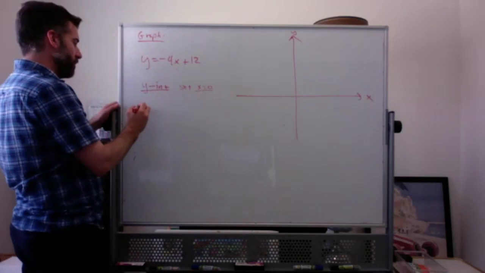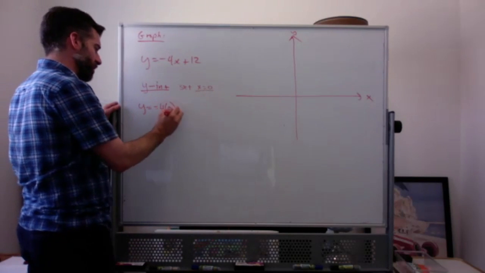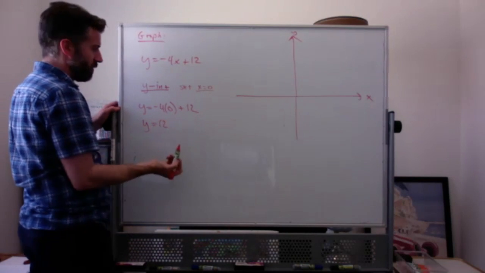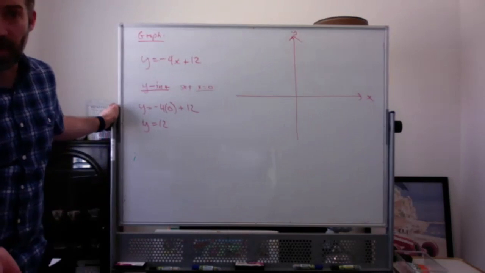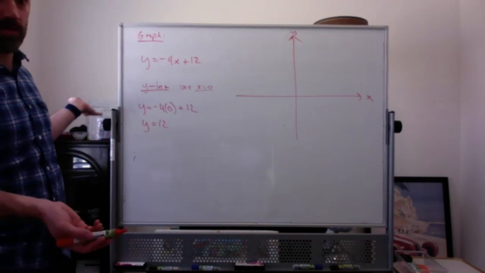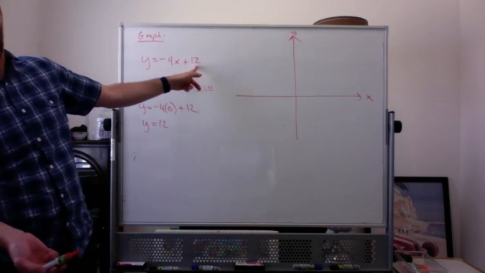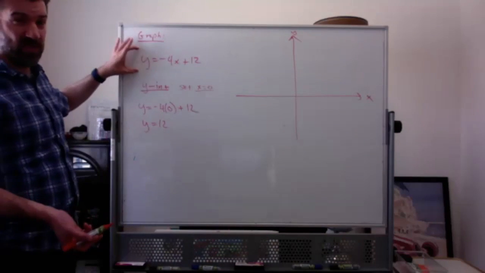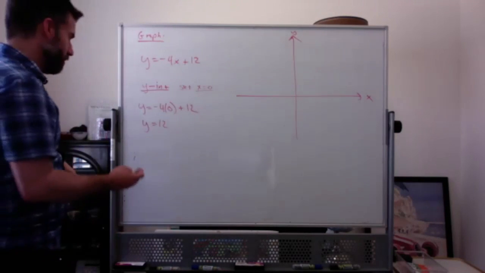So we do that, and we get y equals negative 4 times 0 plus 12. That goes away, y equals 12. Now, obviously, we already knew the y-intercept was 12 because it's the slope-intercept form. There's the slope, there's the y-intercept. So you don't really have to do the work for this if you're given this form, although you can.